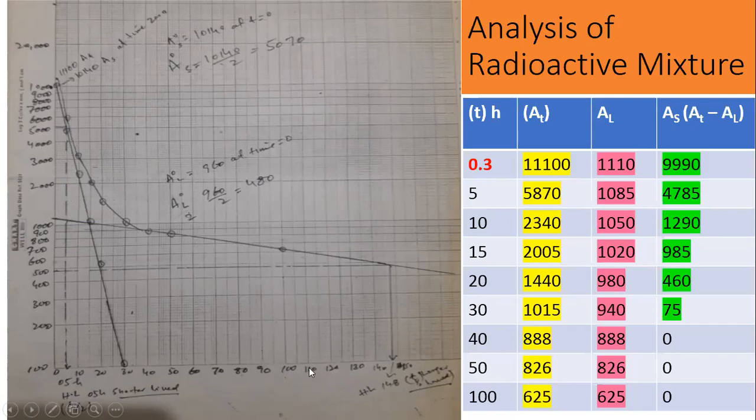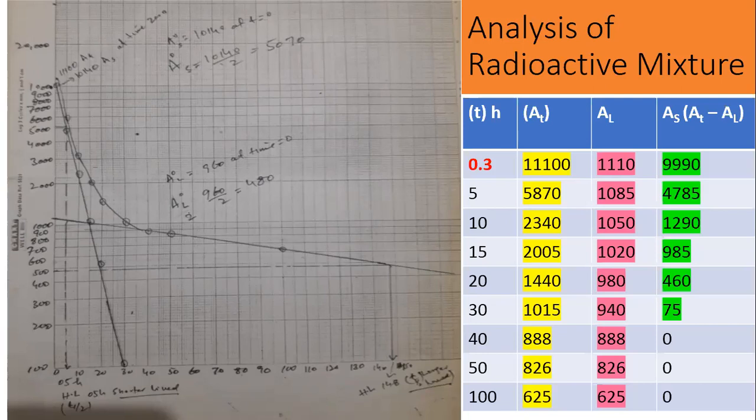So this was about the analysis of the radioactive mixture. So see the application of the Semilog paper, you are just putting the data and then analyzing how many nuclides are present. So in this case, there are two nuclides present.